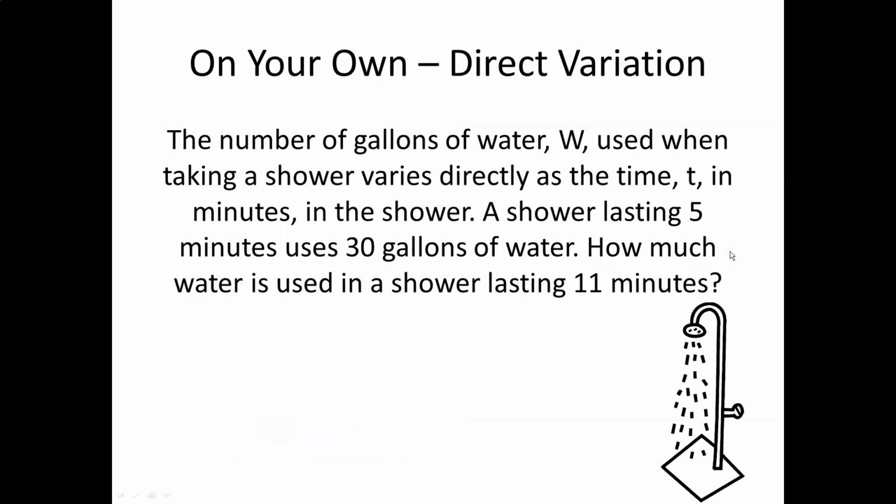So, on your own, you're going to want to do this problem. See if you can get the same answer as me. The number of gallons of water W used when taking a shower varies directly as the time T in minutes in the shower. A shower lasting 5 minutes uses 30 gallons of water. How much water is used in a shower lasting 11 minutes? If you're paying the water bill, this becomes an important thing to keep track of.